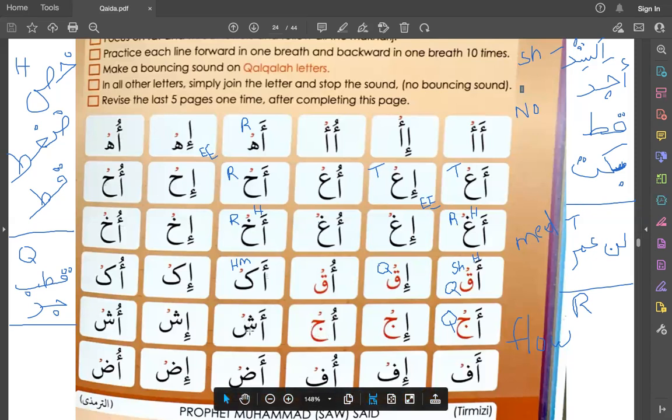Sheen is part of rakhawa. Rakhawa is a flow of sound. The sound should flow very well. Ash, and there is tafashi too. The sound should spread and flow. Ash. With kasra, ish. For dhamma, ush, and you will circle your lips for dhamma. As soon as you pronounce sheen, your lips should be in a natural position, not in a dhamma position. Ush.